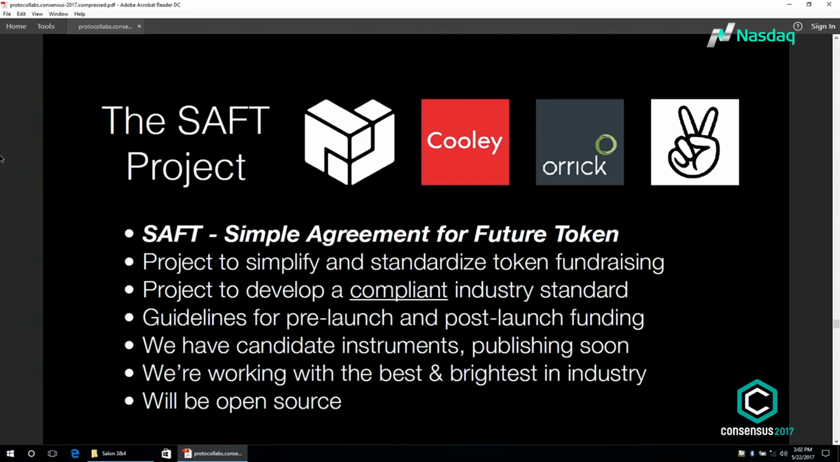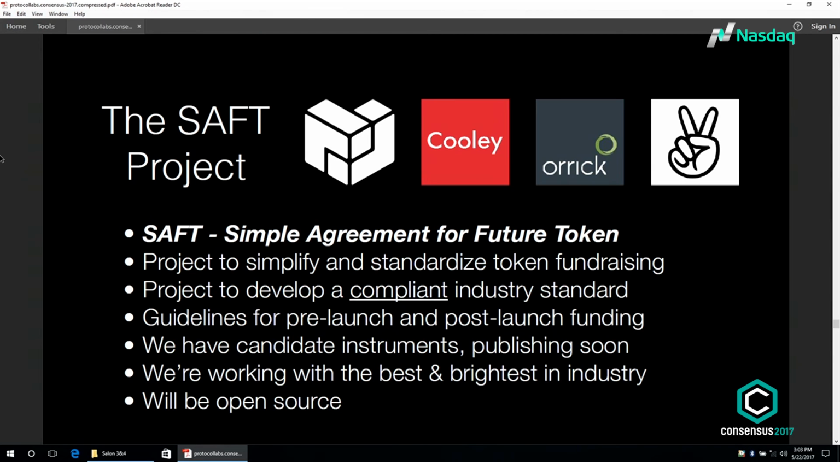And so we have a ton of work around that. We'll be publishing some of this work soon. We're working with the best and the brightest in the industry, and we want to work with more, actually. So if you're a lawyer in this space and you're deeply interested, come talk to us, because we want to have this be a very significant industry-wide thing, a really big tent that everyone can come together under, and evolve the industry and help it mature.